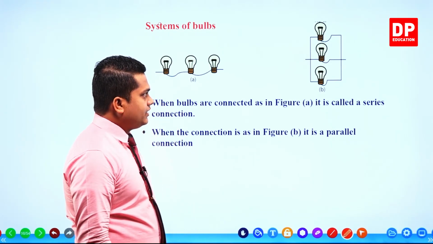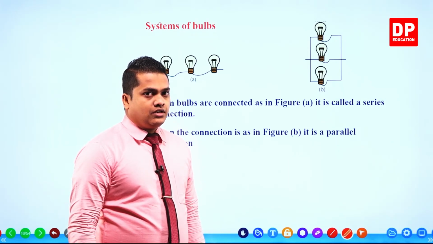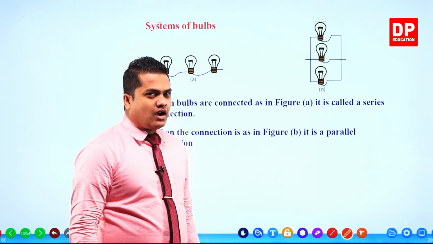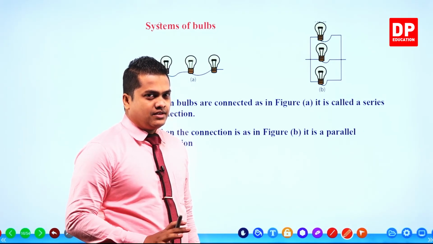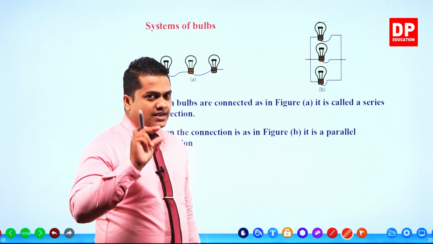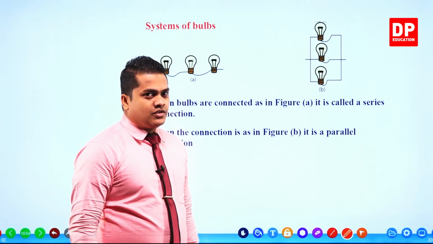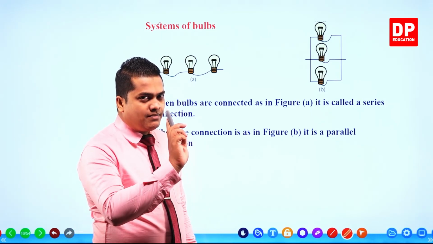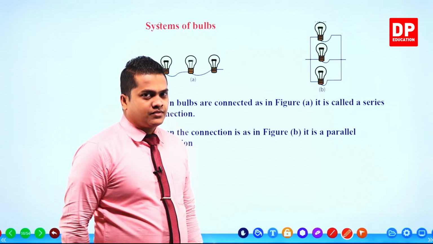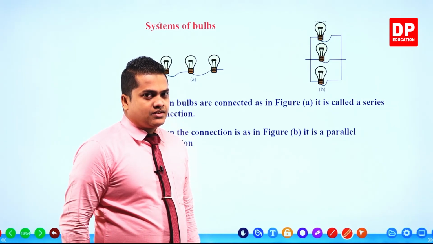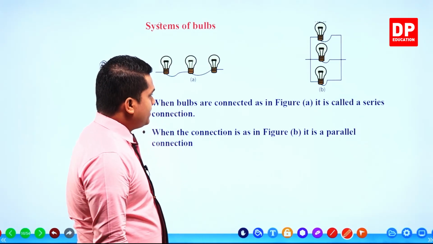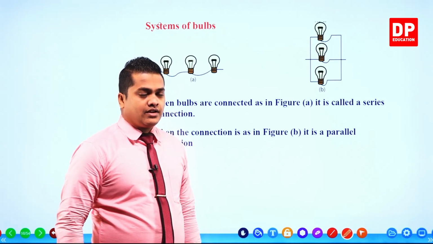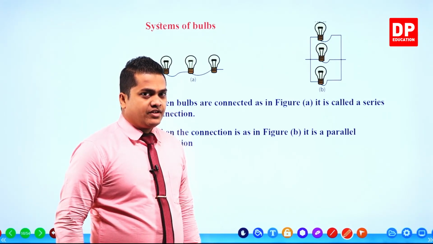If you take a torch bulb like this, there is a metallic cover at the base and at the bottom there is a tip. The two terminals are the tip at the bottom and the metallic cover around the bulb. Those are the two terminals. My dear children, here two systems are given. You can observe them very clearly. There are two different systems.